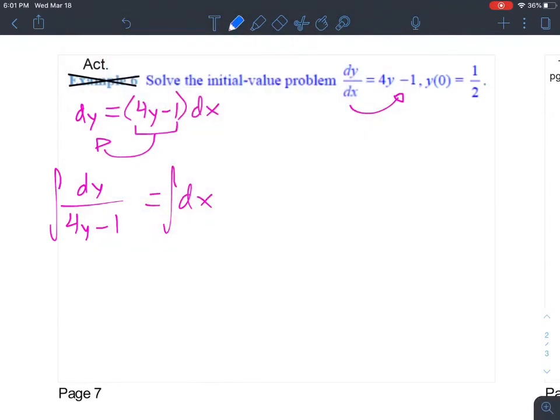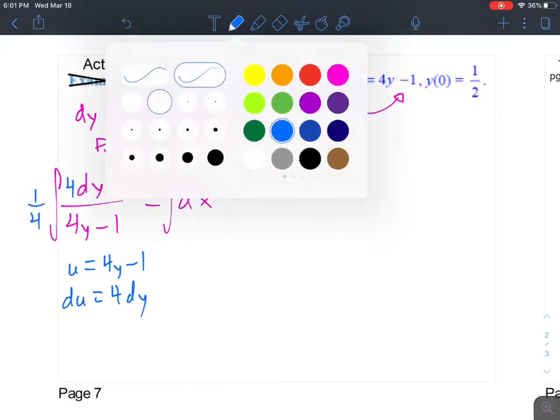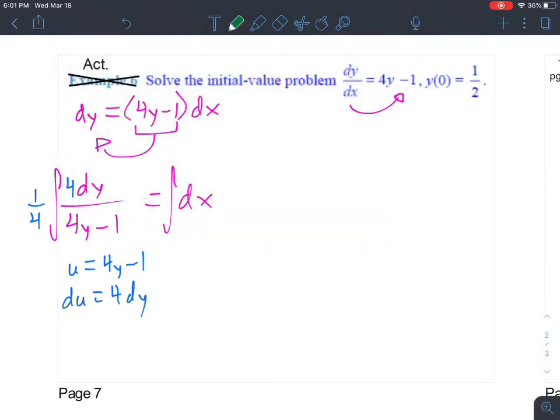Now we're going to do the integral of both sides. Over on the left side here, this is going to integrate into natural log. If it is easier, go ahead and do u substitution on it. So we're going to get du is 4 dy. We need to introduce a 4. We also need a 1/4 outside, and that then will allow us to substitute into 1/4 times the integral of 1 over u du.